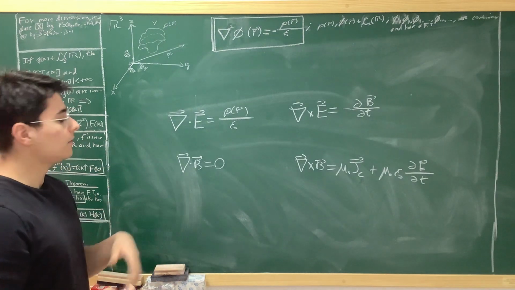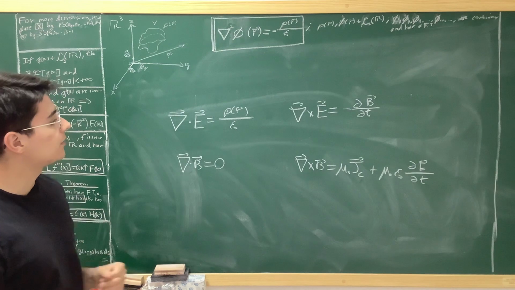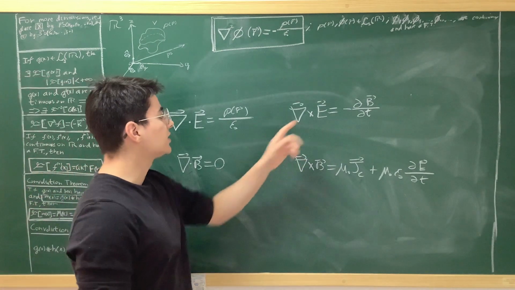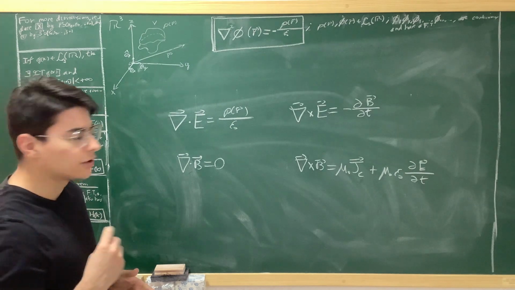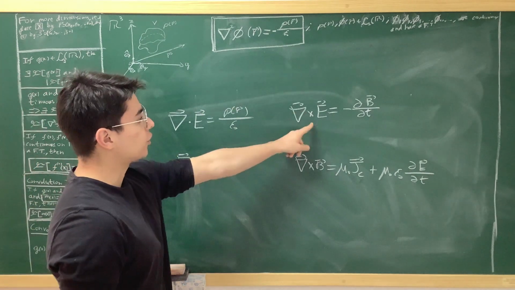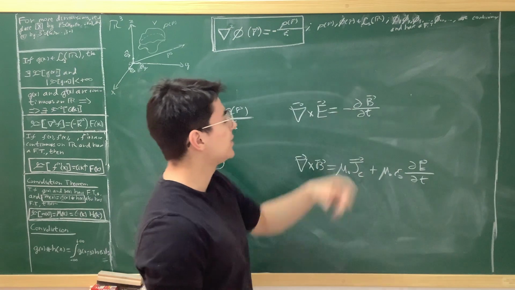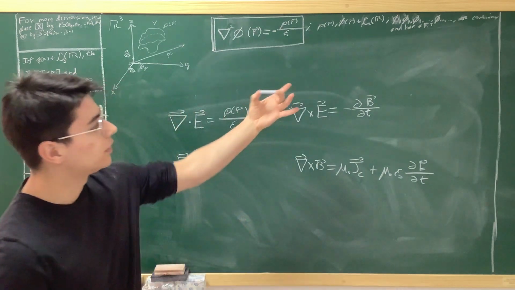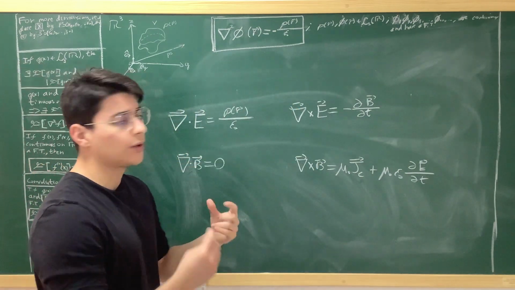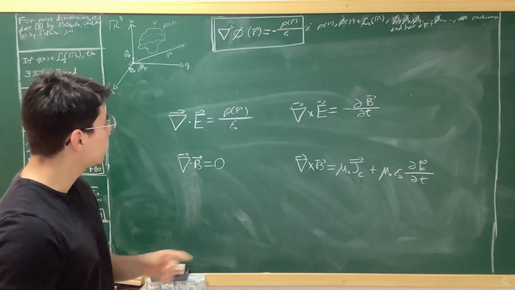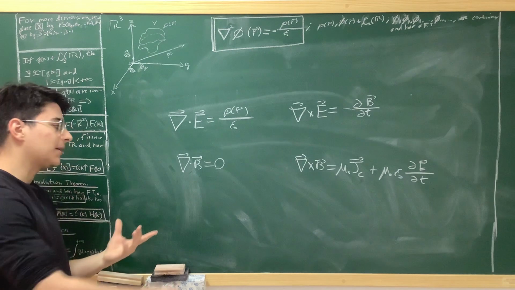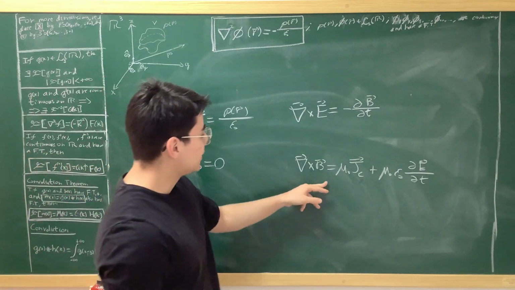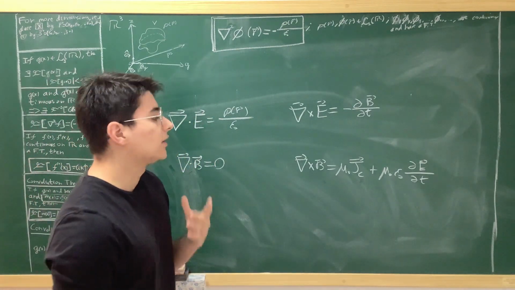If some were discovered, this term will have to change a little bit, and this term will have to change a little bit to include some kind of magnetic current. This is the curl of E, which is equal to minus the time derivative of B, and this really is just the Faraday-Lenz law. This is Gauss's law for the electric field. This can be called Gauss's law for the magnetic field, and this is the Ampere-Maxwell law.